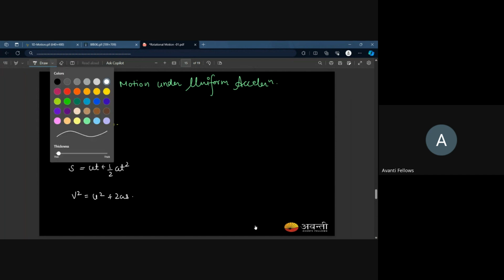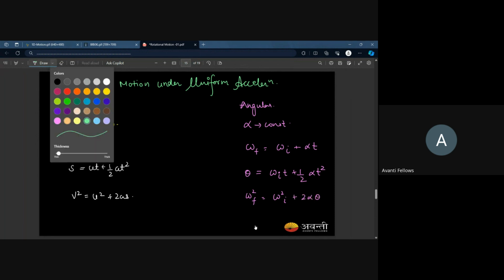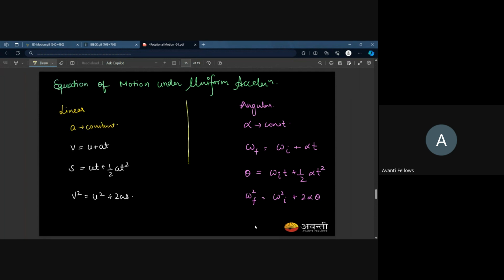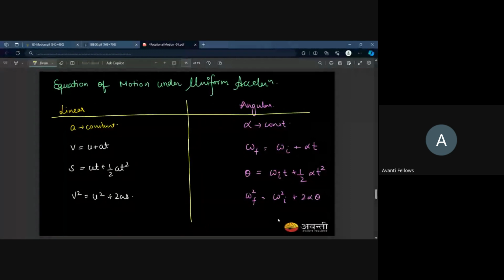Similarly, if you have alpha constant, then you can have omega final is equal to omega initial plus alpha t, theta is equal to omega initial t plus half alpha t square, and then omega square final is equal to omega square initial plus 2 alpha theta. Okay? Yes, ma'am. Okay.